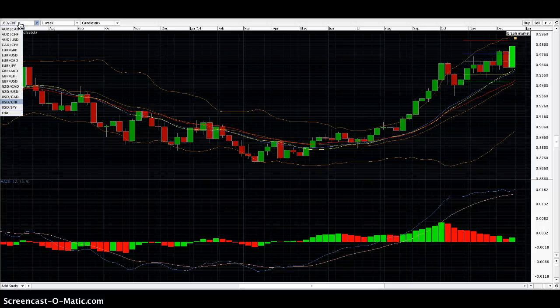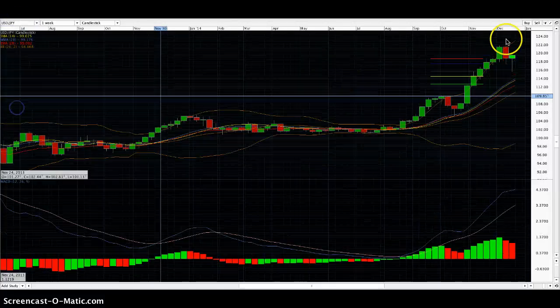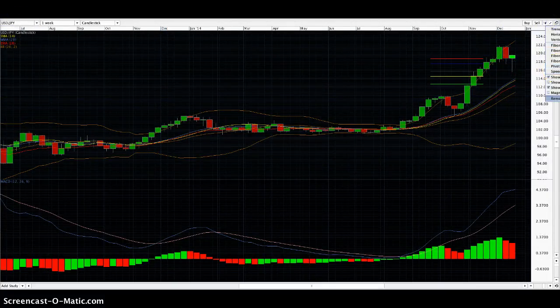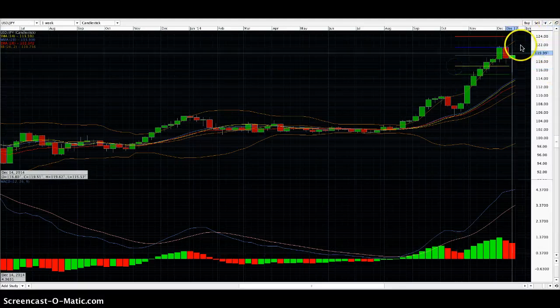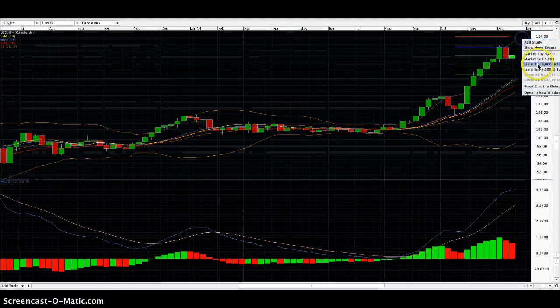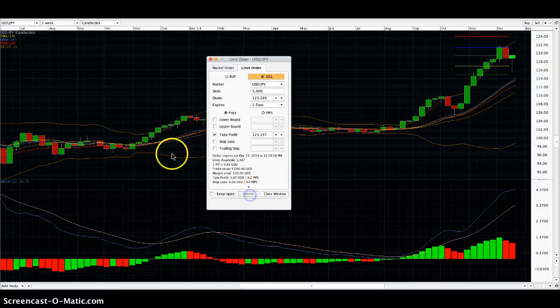All right. Moving on to our last pair here, the U.S. dollar versus the Japanese yen. We're going to clear off our previous pivot points and draw our new ones. All right, very simple, obvious. We're going to limit sell here and place our order.